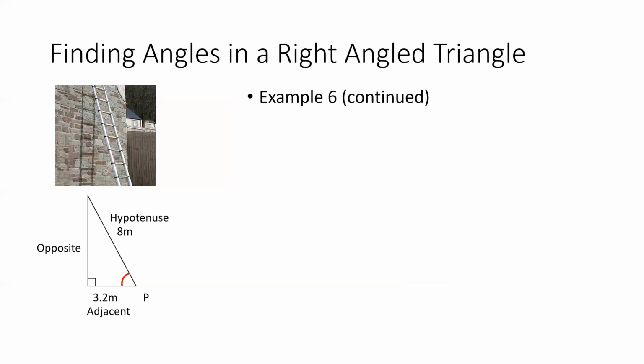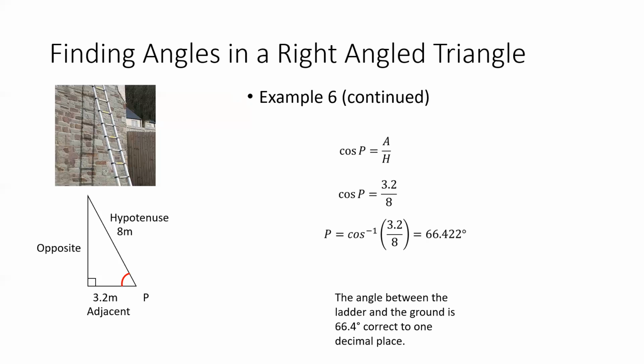What we can do is write out the rule for cos, which is cos of the angle is equal to the adjacent over the hypotenuse. We can put in the numbers we got from the question. 3.2 is the adjacent, 8 is the hypotenuse. And if we put this into our calculator using either the second function or shift button and press cos, put in 3.2 divided by 8, close our brackets, and press equals, we'll get something that looks a bit like 66.422 to 3 decimal places. And if we tidy that up a little bit, round it to 1 decimal place, we get an angle of 66.4 degrees for this example.